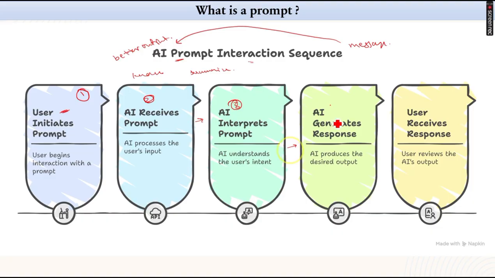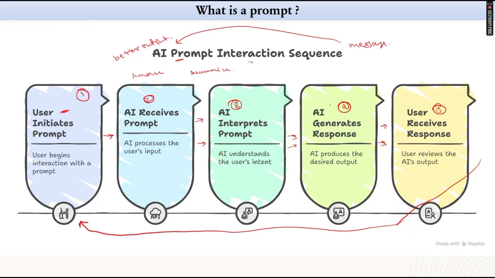After interpreting, the AI generates a response by using patterns it has learned from a vast amount of data. Finally, the user receives the AI's response and decides whether it was helpful or needs to be refined further. This whole interaction may seem fast and simple, but a lot happens behind the scenes, and the quality of your prompt plays a major role in shaping the AI's answer.